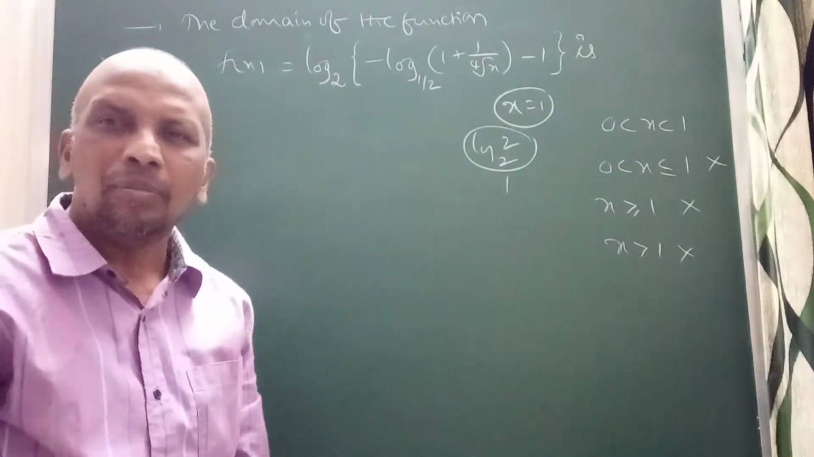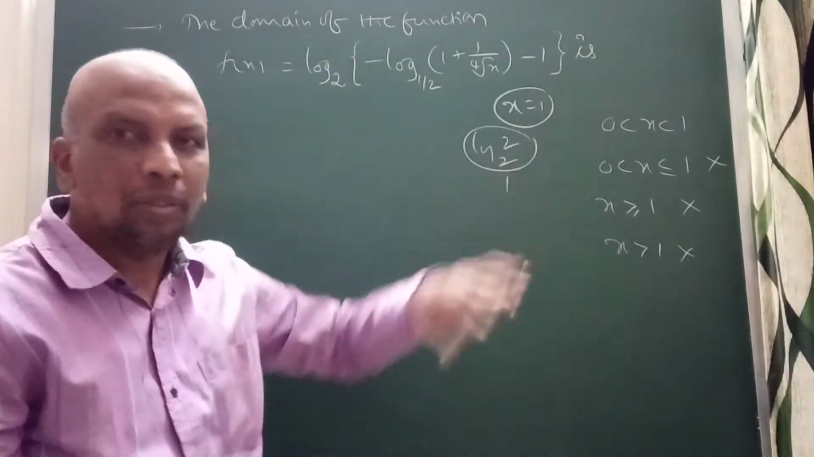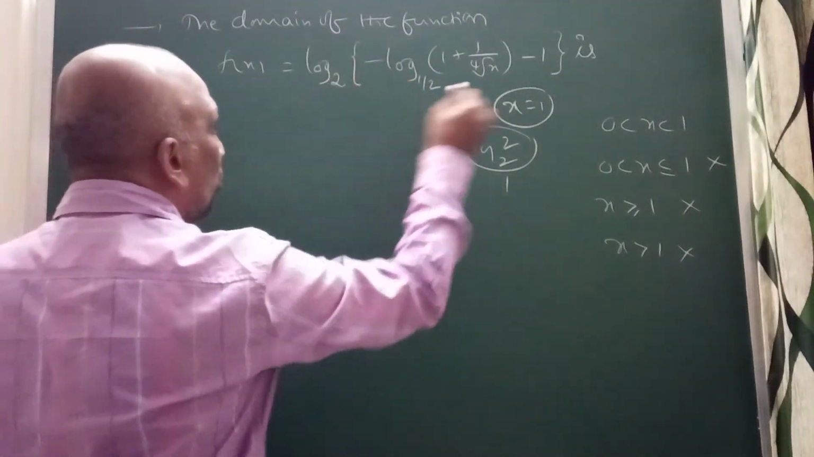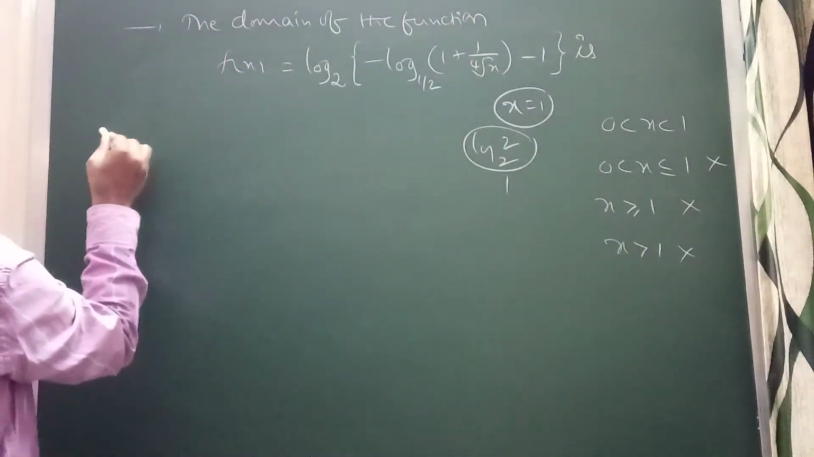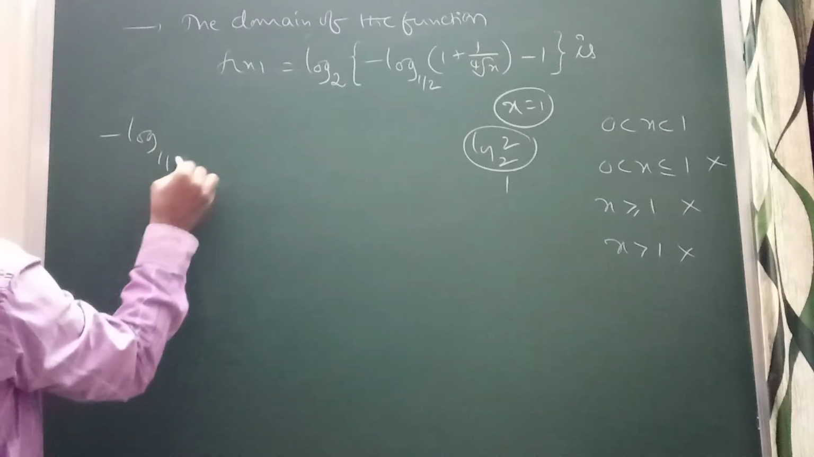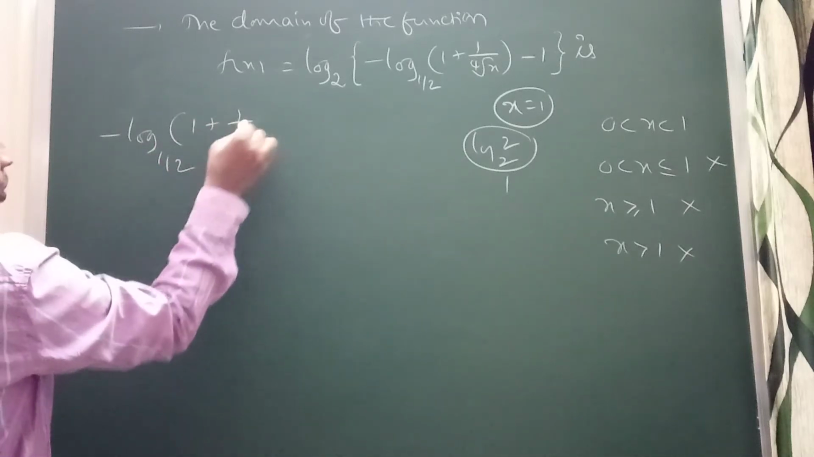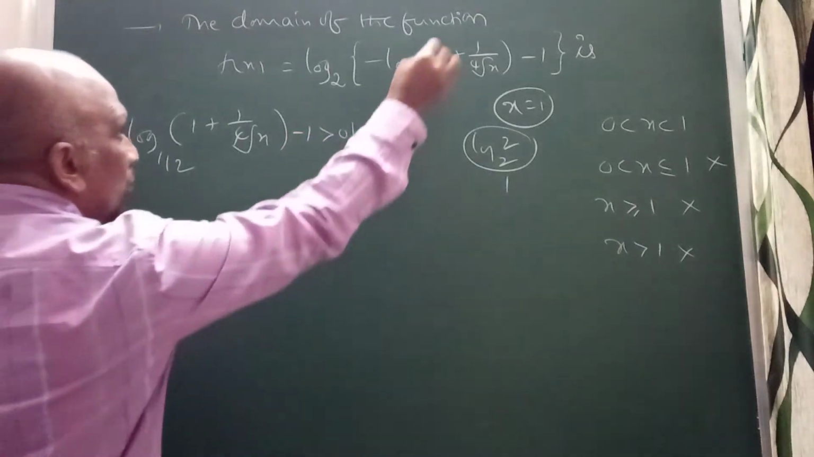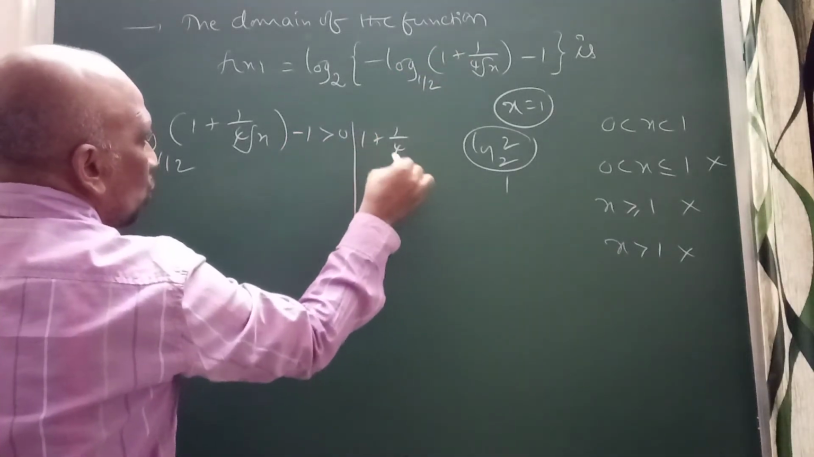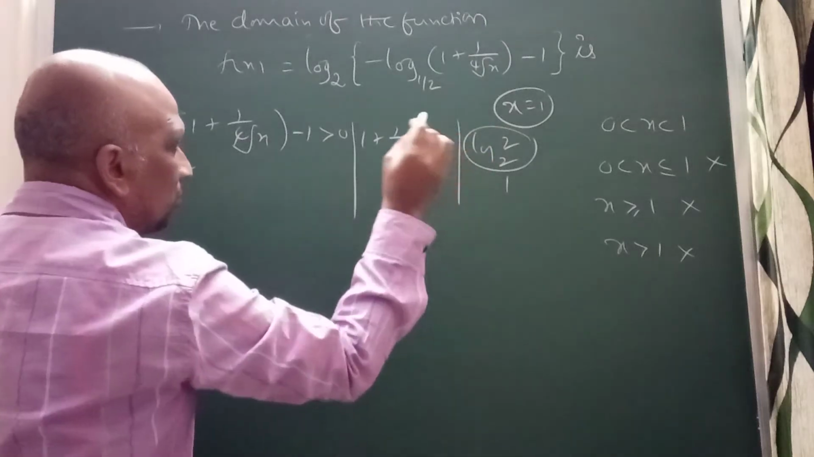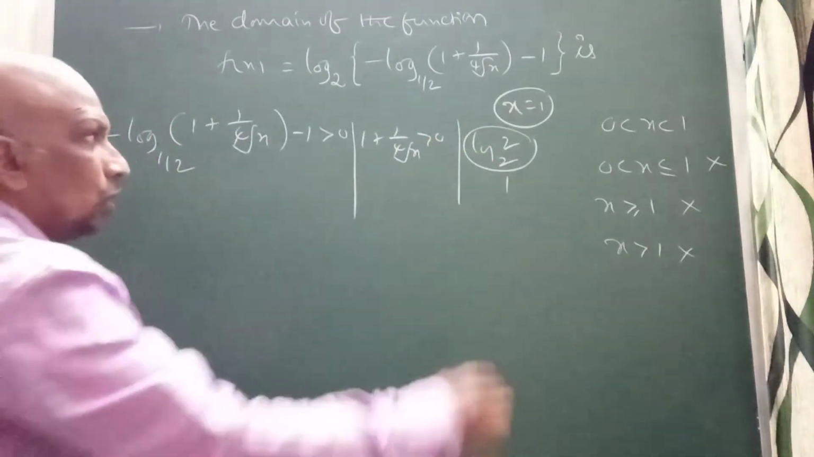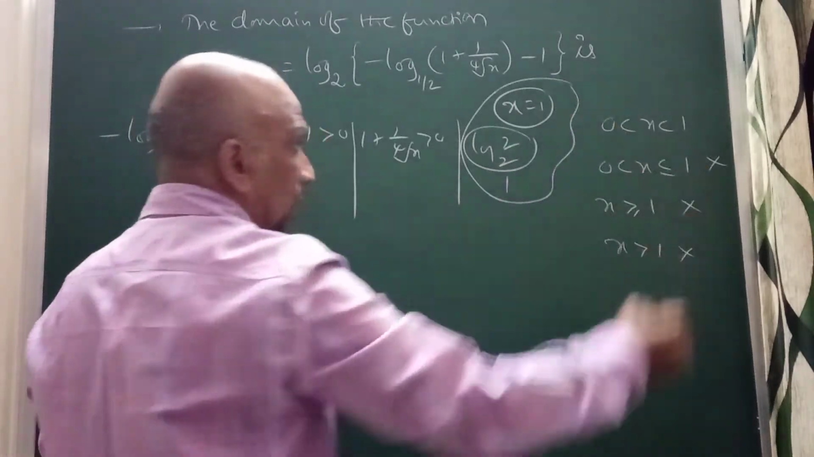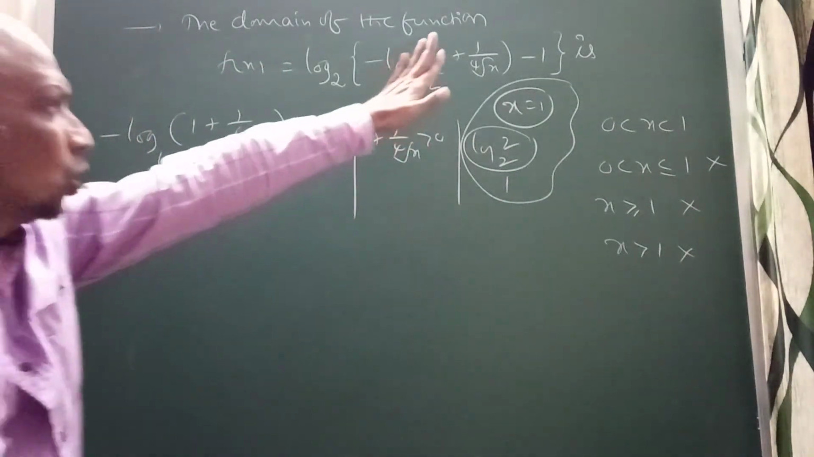That is the way you can do it. But actually, how to do the problem: you can see this should be positive. So for the first option, minus of log of 1 by 2, 1 plus 1 by 4th root of x, minus 1 is positive. At the same time, 1 plus 4th root of x is positive, right? This is only a rough idea of how to verify.